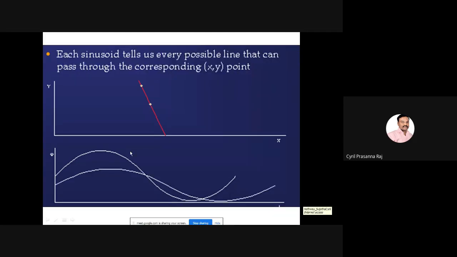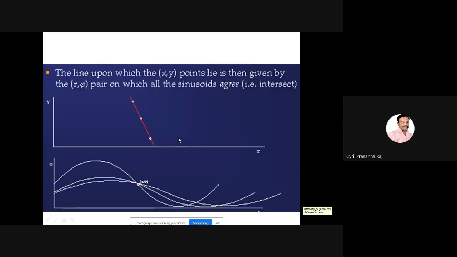Suppose you take another point here, that will lead to another sinusoid, but it is found that the point where they intersect implies all the points are on the same straight line. You can take another point here, it will have one more sinusoid, which also refers to a point on the straight line. So the point where they intersect implies that all the points you have considered are from the single straight line.